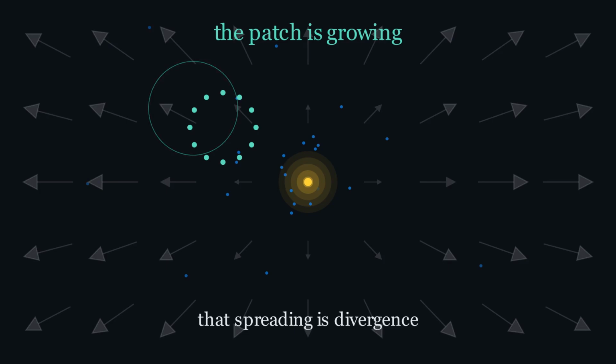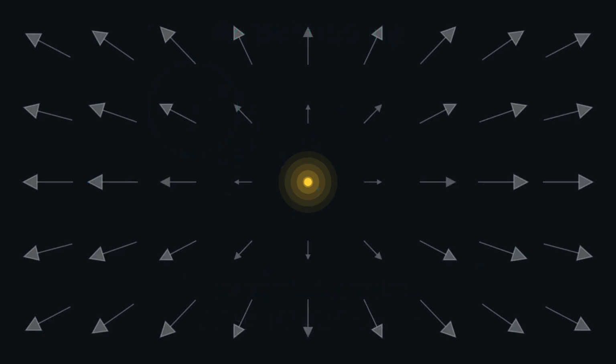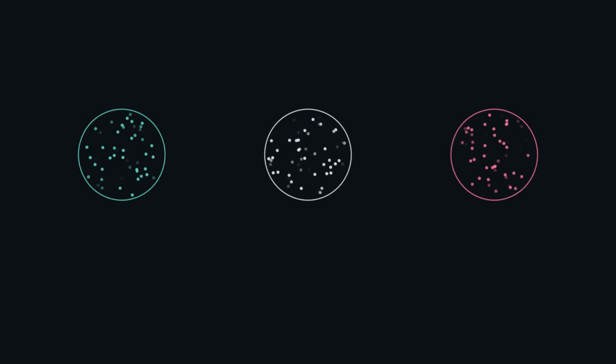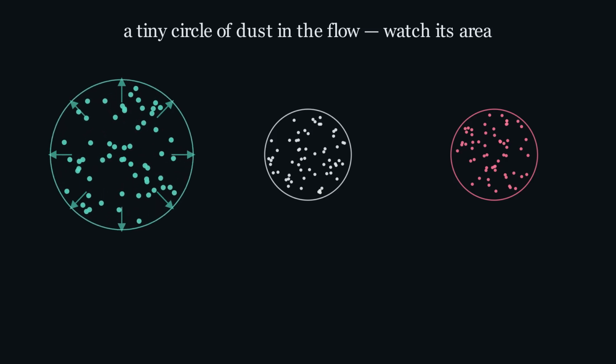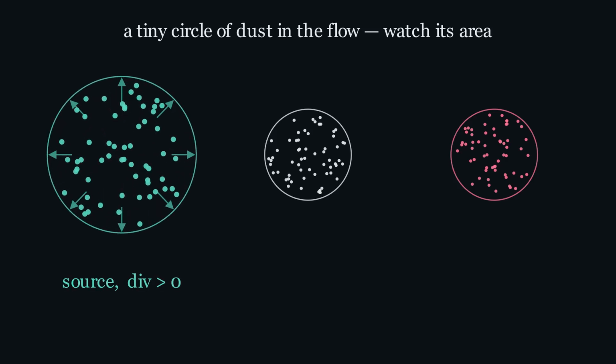That stretching, that expansion of a little region as it moves, that's the physical thing divergence measures, not the speed, the spreading, whether your patch of fluid is getting roomier or more crowded as it drifts along. So divergence is a number you attach to each point, and it answers one question. If I put a tiny circle of dust right here, does it expand, shrink, or stay the same size as the flow carries it? Positive divergence means expanding.